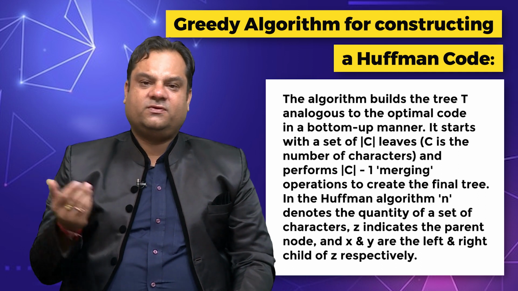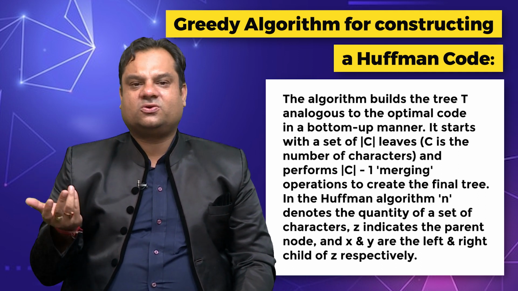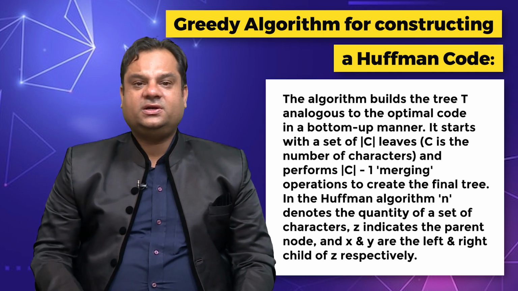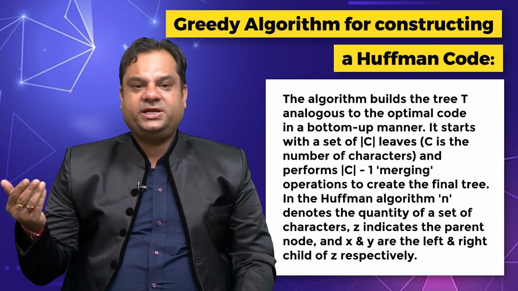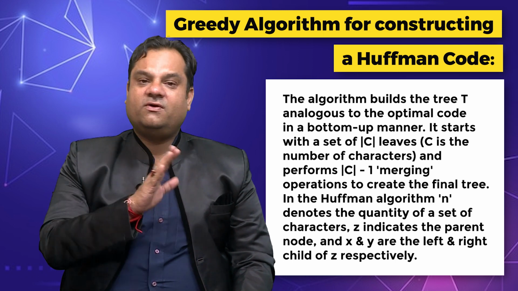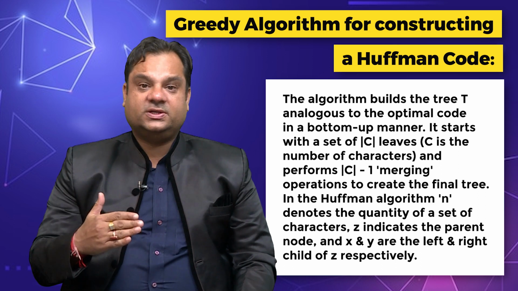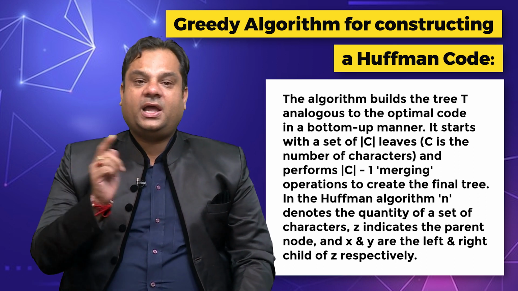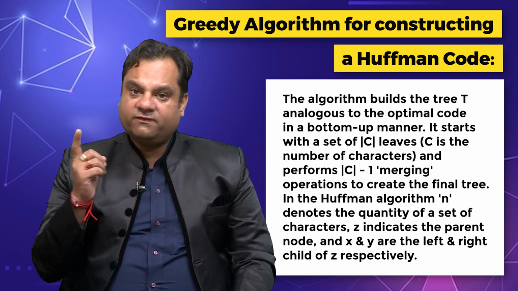C is the number of leaves, that is, the number of characters required to make one paragraph or one string like that, and we perform up to C minus 1 merging operations to create the final tree. Here we are creating a final tree with the help of the characters and their frequencies. So in the Huffman algorithm, n denotes the quantity of a set of characters.